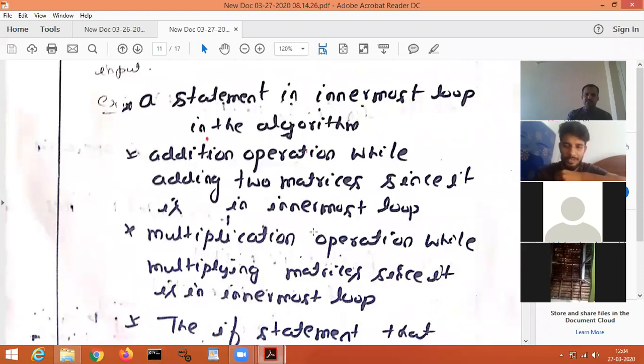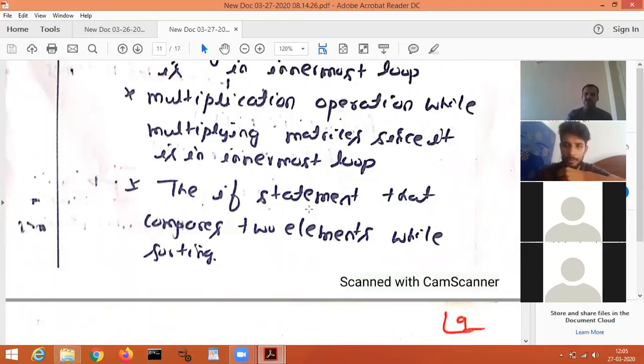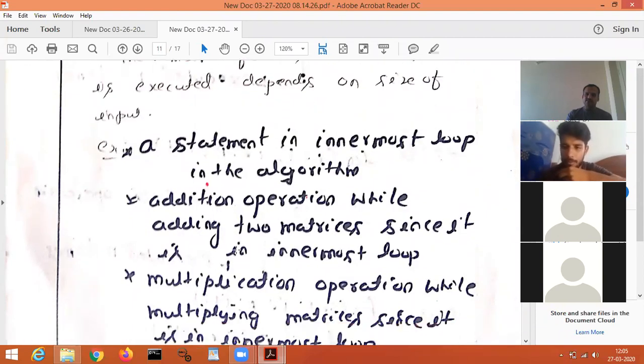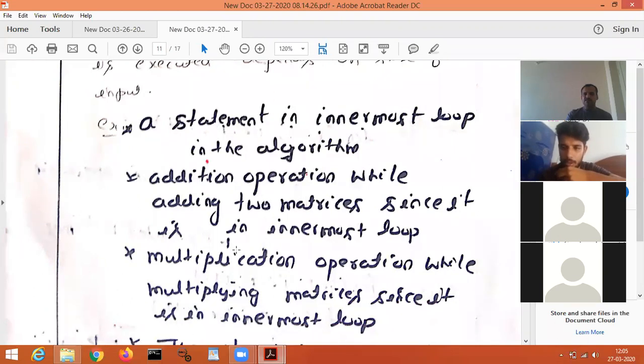In the multiplication of 2 matrices, c of i comma j equal to c of i comma j plus a of i comma k star b of k comma j, that is the basic operation. The if statement that compares 2 elements while sorting is also a basic operation. Just now I showed in the bubble sort, if a of j greater than a of j plus 1, that is the basic operation. Why am I concentrating on the basic operation? If you know the basic operation, find the total number of times it is executed. That gives the time complexity of an algorithm.